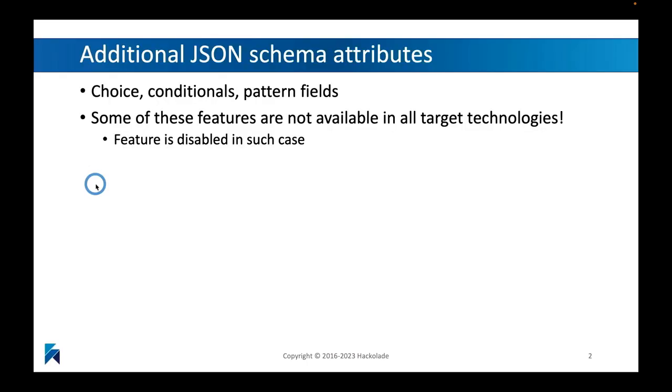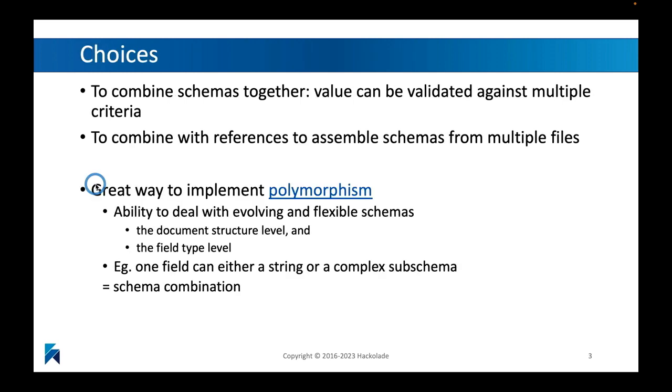I should, however, say that these are data models that are specific to JSON schema-based data models, right? Choices, conditional, and pattern fields are JSON schema-based capabilities that are not going to be available in all target technologies. It's really limited to the technologies that use the JSON schema capability. If it's not available in your target technology, then obviously the feature will be disabled.